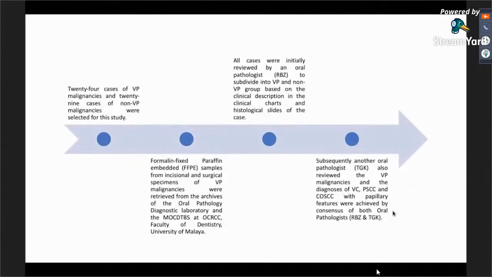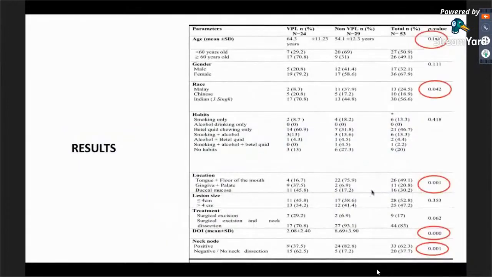So we only get 24 cases of verrucopapillary malignancies and 29 cases of non-verrucopapillary malignancy. These are formalin fixed, paraffin embedded tissues, and they were re-graded, re-looked at and confirmed by myself and my colleague, Dr. Thomas George. And this is the result.